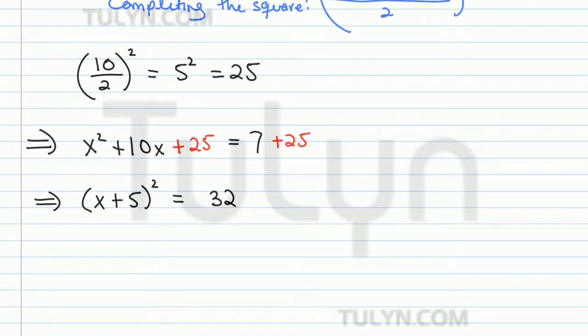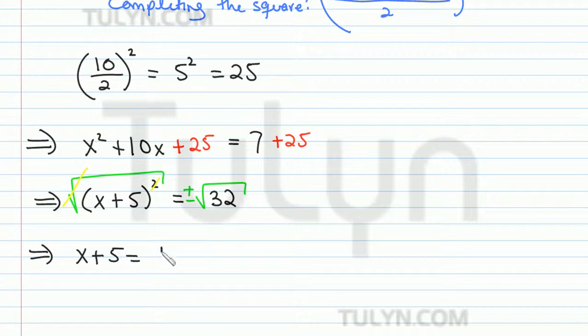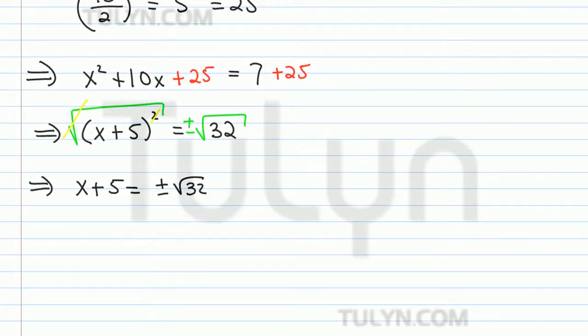So now we solve for x. The first thing we do is we take the square root of both sides. On the right, it's going to become the plus or minus square root, and then on the left, that squared and that square root is going to cancel out. So we're left with x plus 5 is equal to plus or minus the square root of 32. And then finally, to solve for x, we want to subtract a 5 from each side. So x is equal to minus 5 plus or minus the square root of 32.